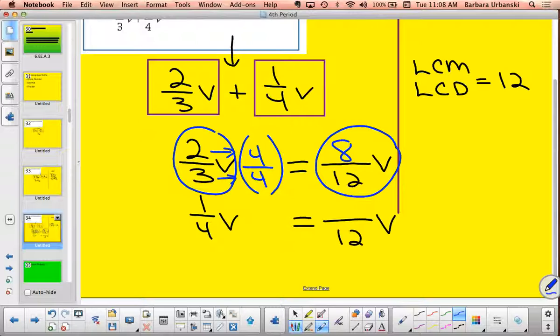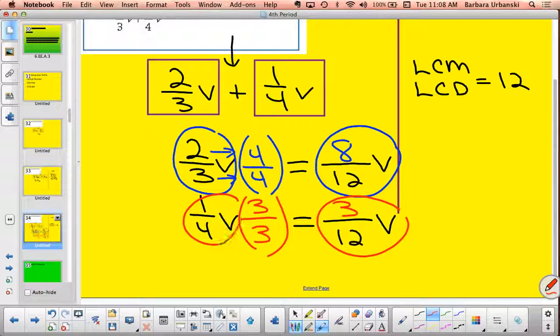Next, we do the same thing with our second fraction, and we ask ourselves, what do I need to multiply my 4 by to get to 12? And it would be 3. Therefore, it would be 3/3. 4 times 3 with the v would be 12v. 1 times 3 would give us our 3. This would be an equivalent fraction for 1/4 v.